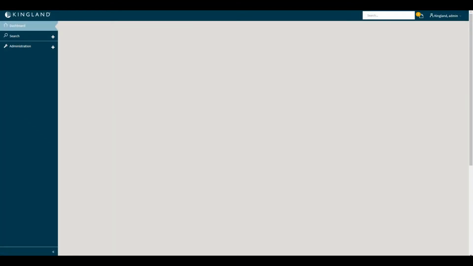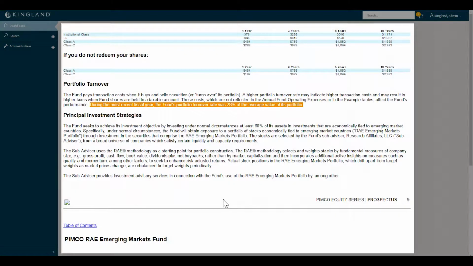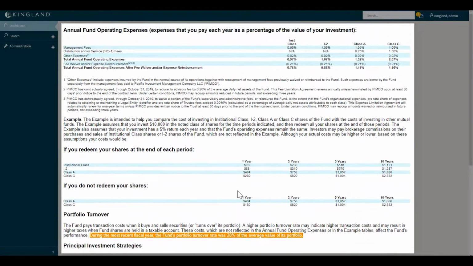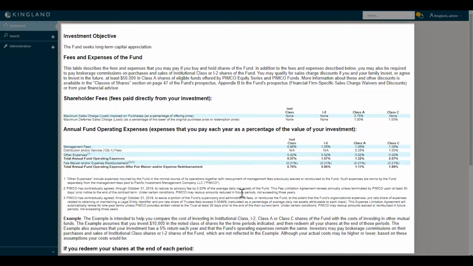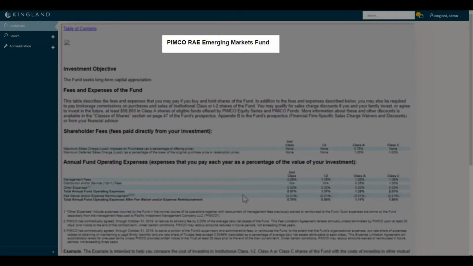The text analytics examples we'll be taking a look at today center around extracting data out of mutual fund prospectus filings with the SEC. We will be looking at a variety of mutual fund data attribute extraction examples from PIMCO and BlackRock funds. In this first example, we're going to take a look at the data extraction results for the portfolio turnover rate attribute for PIMCO RAE Fundamental Emerging Markets Fund.